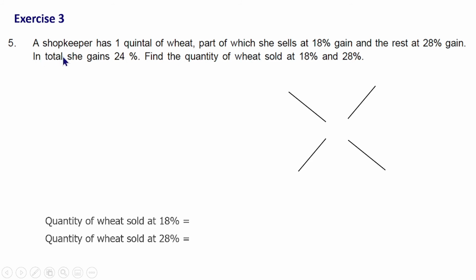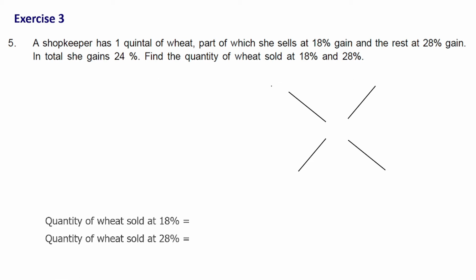Next question, a shopkeeper has 1 quintal of wheat, part of which she sells at 18% gain and the rest at 28% gain. In total, she gains 24%. Find the quantity of wheat sold at 18% and 28%. So some part she sells at 18% gain and the remaining at 28% gain. The net gain she gets is 24%. We need to find the quantity of wheat sold at 18% and the quantity of wheat sold at 28%.